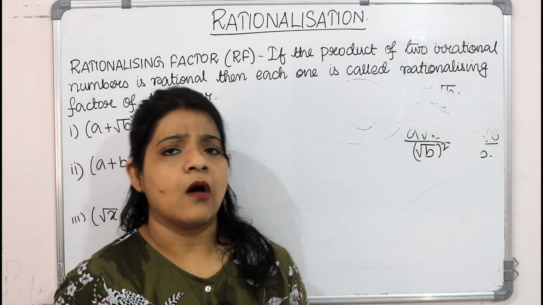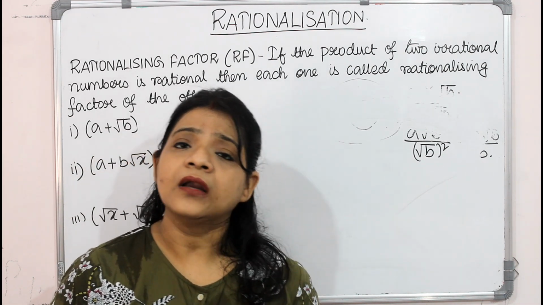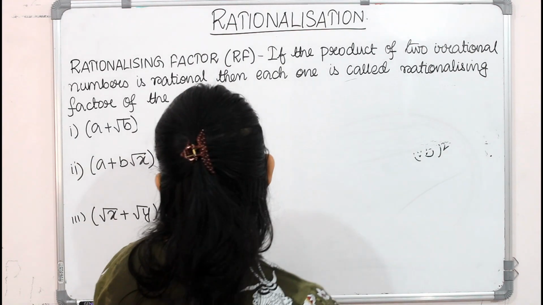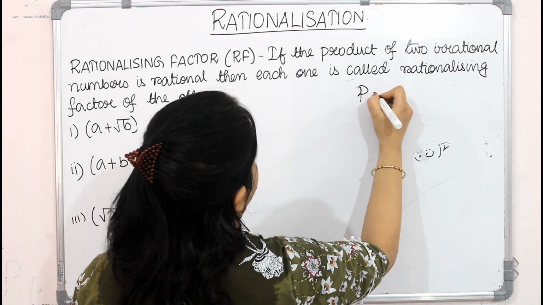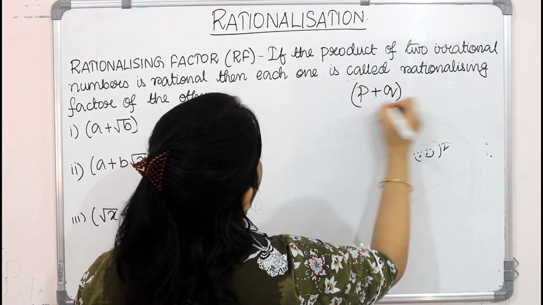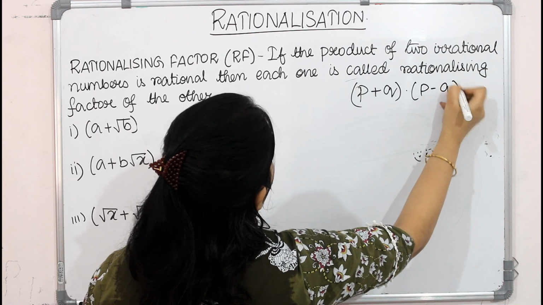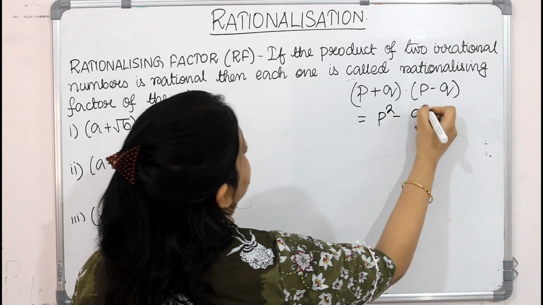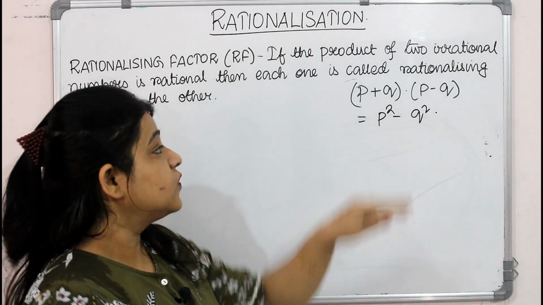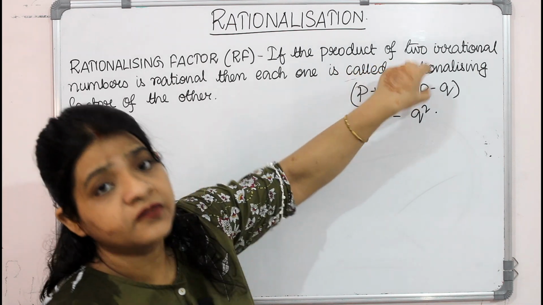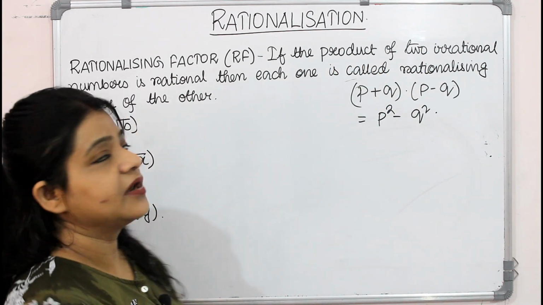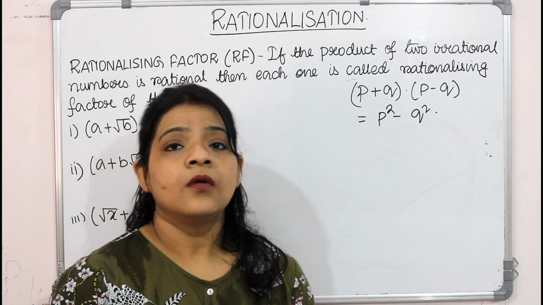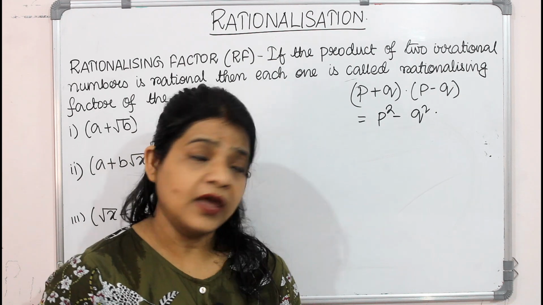By now you are quite familiar with one algebraic formula, that is, p plus q into p minus q, which we write as p square minus q square. We will be using this formula to rationalize the denominator, or to find the rationalizing factor. How?